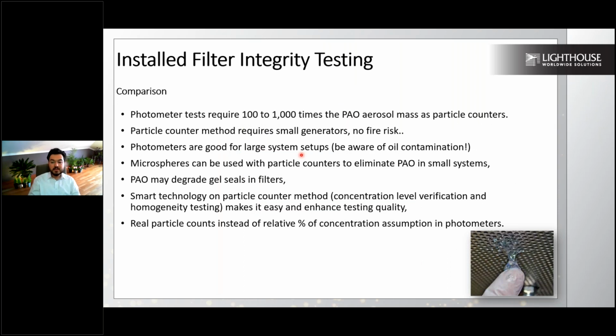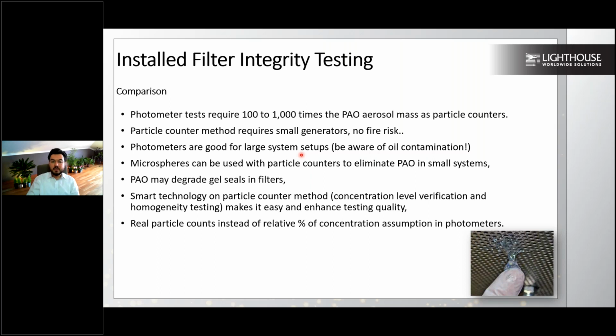And if you make a side-by-side comparison, like I said, photometers and particle counters have pros and cons, and you have to define the right method for your application. Photometers require 100 to 1000 times more polyalpha-olefin or any other aerosols compared to particle counters, which means if you are consuming 100 liters of aerosols through photometers, you need 1 liter for the same area of scanning. So it also depends on the consumable cost. This is also a cost saving using particle counters.